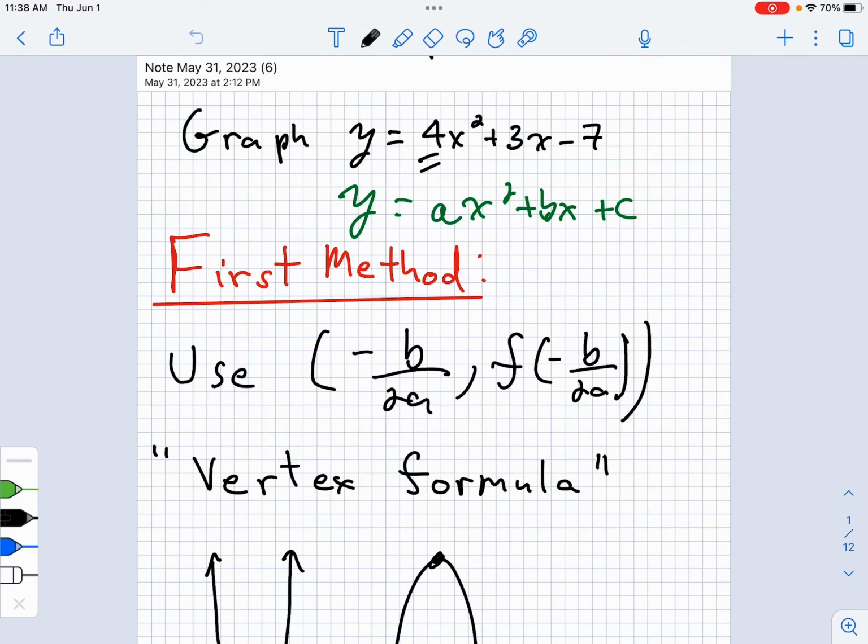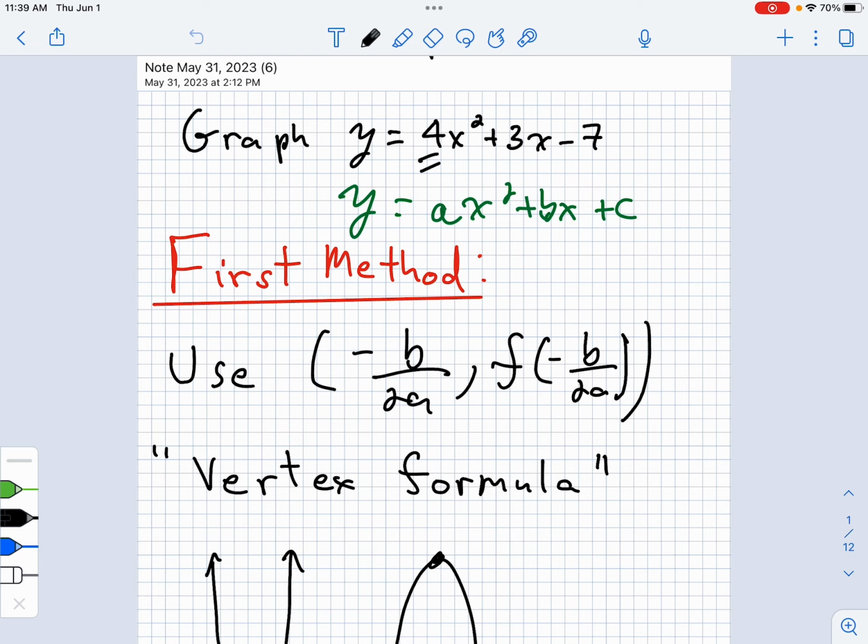All right, so today we're graphing a parabola y equals 4x squared plus 3x minus 7. And there's two methods of doing this. I'm going to go over the first method in this video, and it's often called the vertex formula, which is negative b over 2a comma f of negative b over 2a.